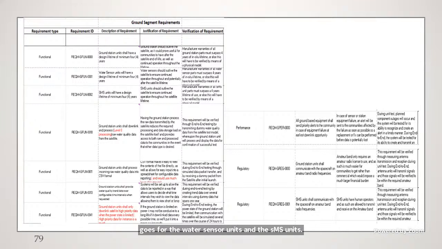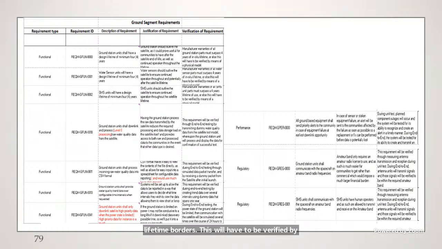These ground segment units should outlive the satellite, as it could prove useful for communities to have after satellite end of life, as well as continued operation throughout the time, where the manufacturer warranties of all ground station parts must surpass 4 years of installation lifetime, or else this will have to be verified by means of a physical model.